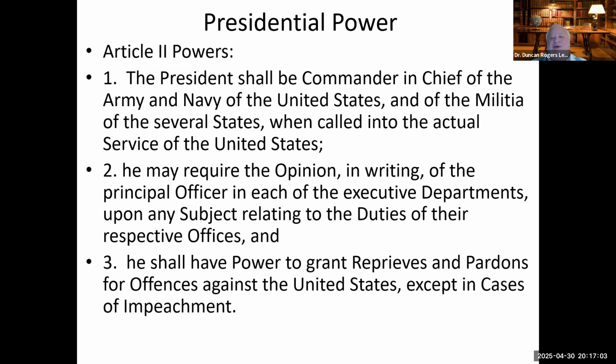All right, let's take a look at Article 2. Let's see what the Constitution says the president can do. And beware of Article 1.